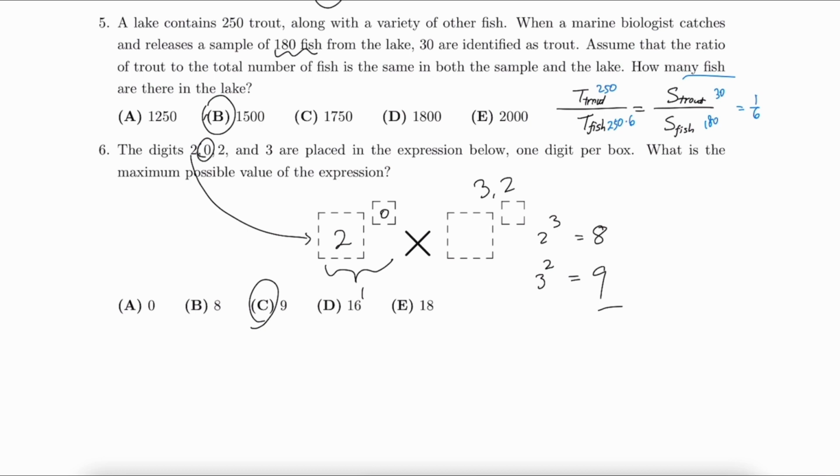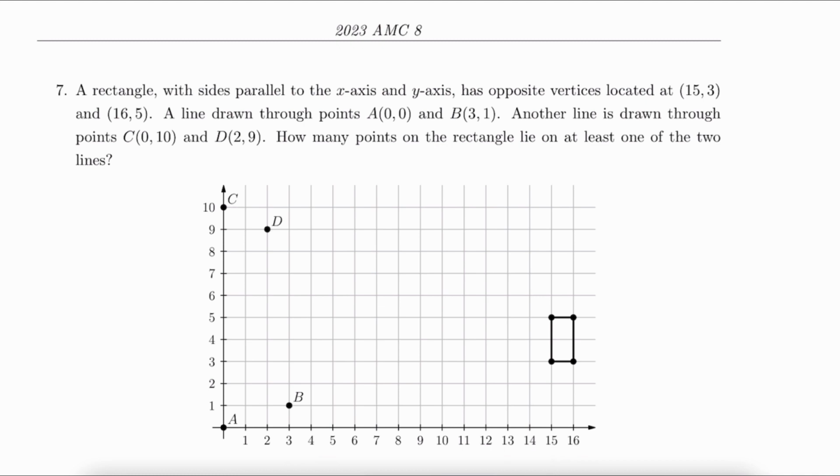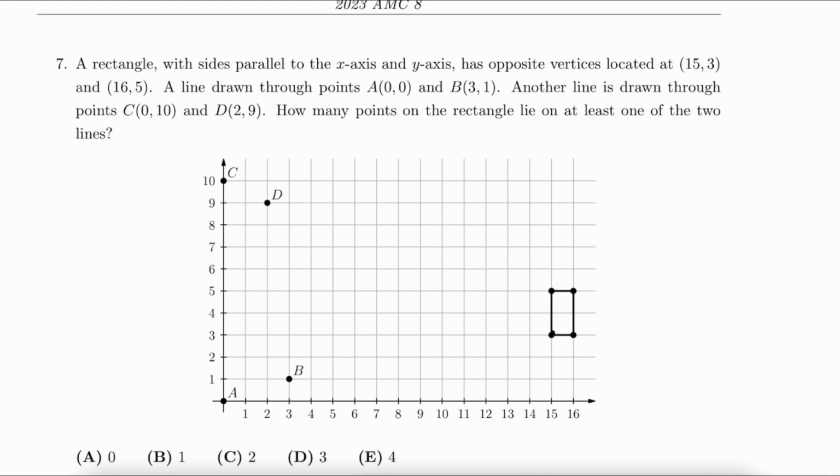All right, that is number 6. Let's move on to number 7. Number 7, it says, a rectangle with sides parallel to the x-axis and y-axis has opposite vertices located at (1, 5, 3) and (6, 5). A line is drawn through points (0, 0) and (3, 1). Let's try to draw this accurately. So that actually goes through one of the vertices. Another line is drawn through points (0, 10) and (2, 9). All right, if we are careful, that is going to be the line.